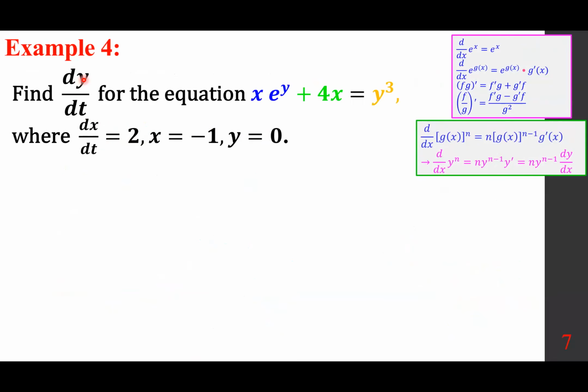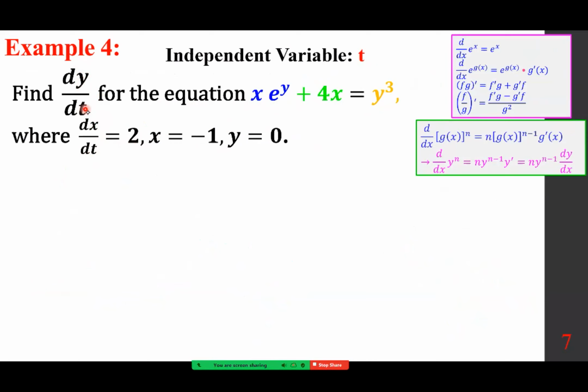We want to find dy dt for this equation, x e to the power of y plus 4x equals y cubed, where dx dt is 2, x is -1, y is 0. The moment you see dy dt or dx dt, it tells you t is the independent variable, which means the derivative of x is dx dt, but not 1. The derivative of y is dy dt. So you want to avoid writing y prime, okay?